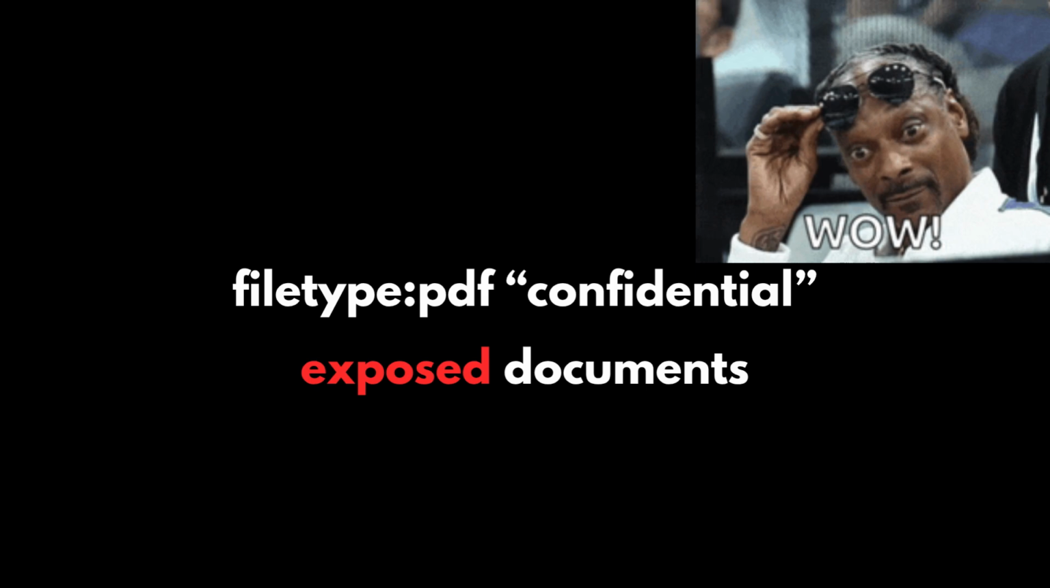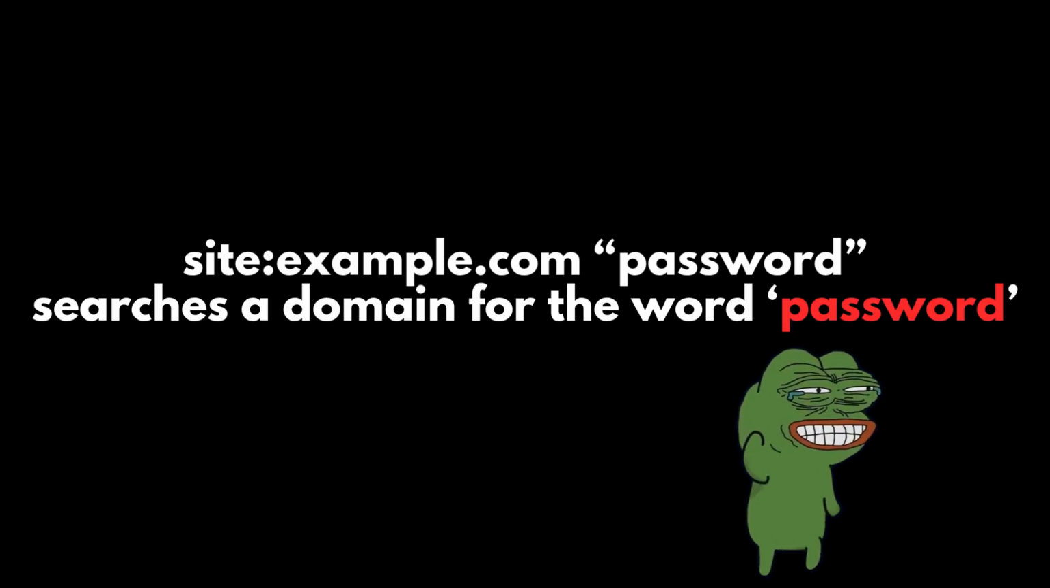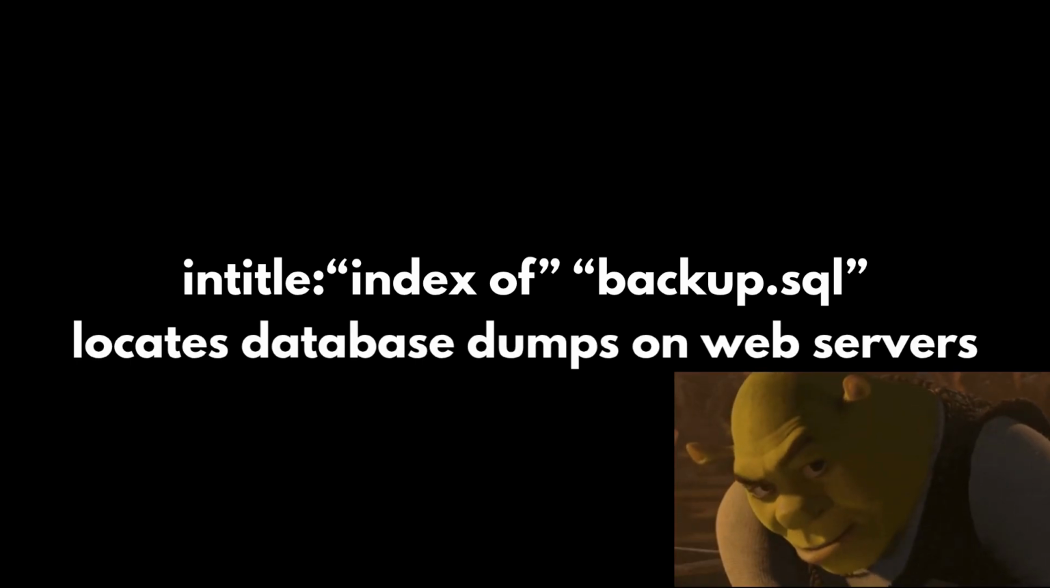Here's the recipe. Filetype:pdf confidential finds the exposed documents. Intitle:webcamXP inurl:8080 finds open live cameras. Site:example.com password searches inside a domain for the word password. Intitle:index.of backup.sql locates database dumps sitting on web servers.